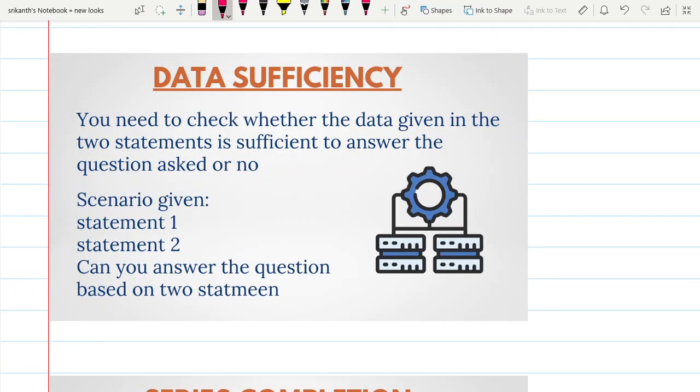Next type of questions are the data sufficiency test. In this case they will give you some data and then you need to find out whether that data is sufficient to answer the question or not. Statements 1 and 2 will be given, and based on these two they will give one statement, and whether you can conclude from that statement is a type of question which is a data sufficiency type.